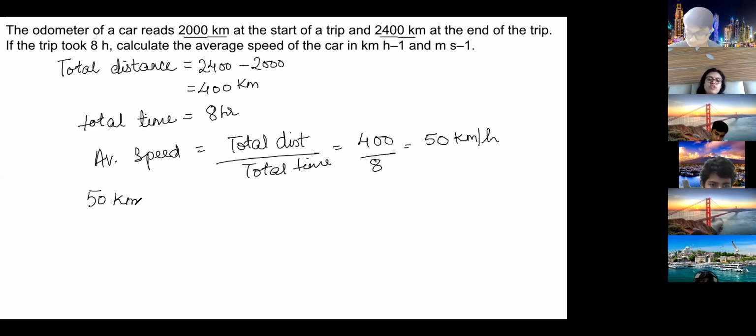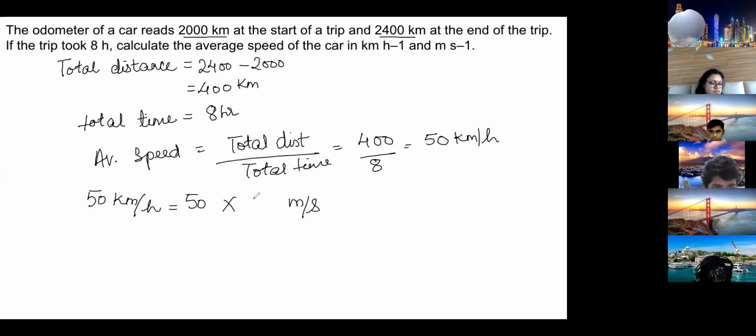What have I told you? What will you multiply 50 with? Kilometer per hour into meter per second. So you have to multiply. Ma'am, into 100. 1000, no? Into 1000 upon 3600.